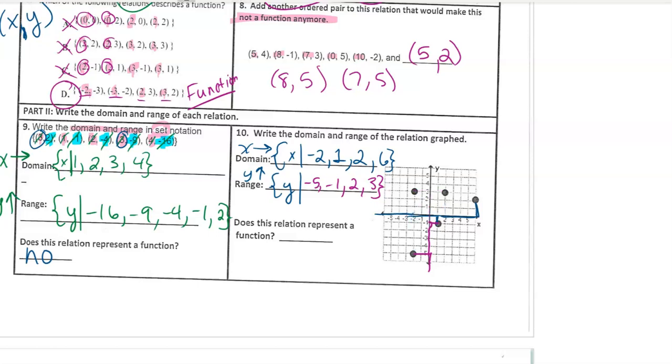All right, our next question is, does this represent a function? You know what we're going to do. We're drawing those vertical lines. And right here, you'd see that that vertical line passes twice. So it is not a function.